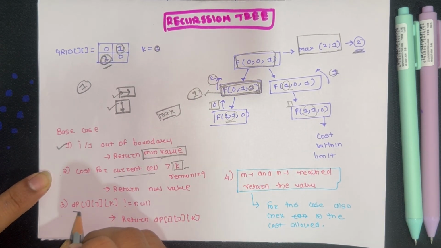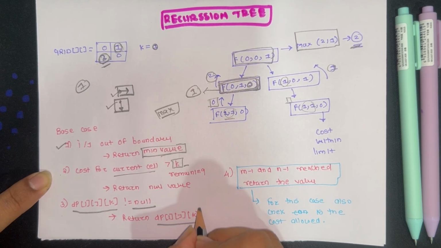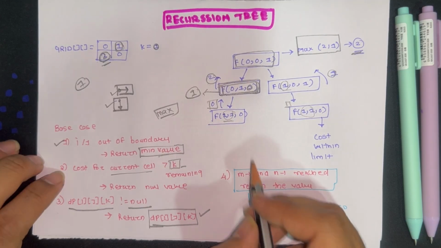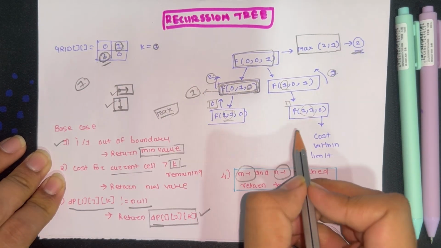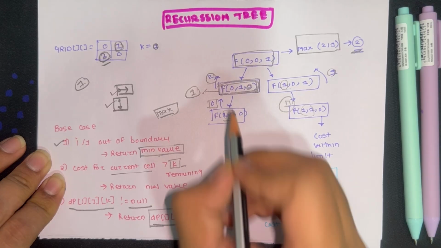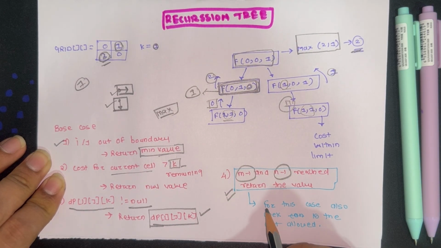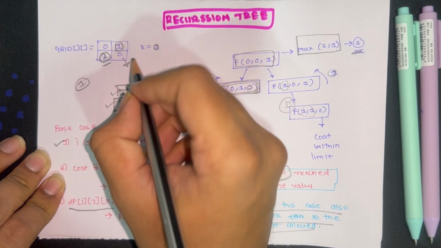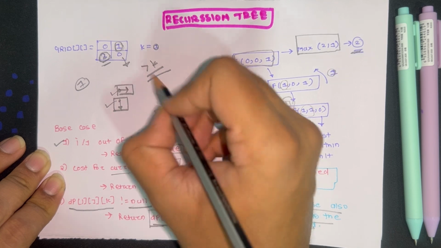Third, if dp of i comma j comma k is not equal to minus one, it means the dp is already filled, so return that value. And fourth, when you reach m minus 1 and n minus 1, just return the score. Like here we just return the score. For this case, remember to first check whether this cell is allowed. If the cost here was greater than k, then we will just return the minimum value.